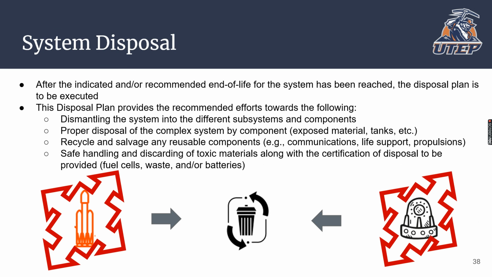And finally, system disposal. After the indicated and/or recommended end of life for the system has been reached, the disposal plan is to be executed. This provides the recommended efforts towards dismantling the system into the different subsystems and components, proper disposal of the complex system by the components, recycling and salvaging any reusable components such as the communications, life support, and/or propulsion components, safe handling and discarding of toxic materials, along with the certification of this disposal to be provided. This is applicable to the fuel cells, waste, and/or batteries.